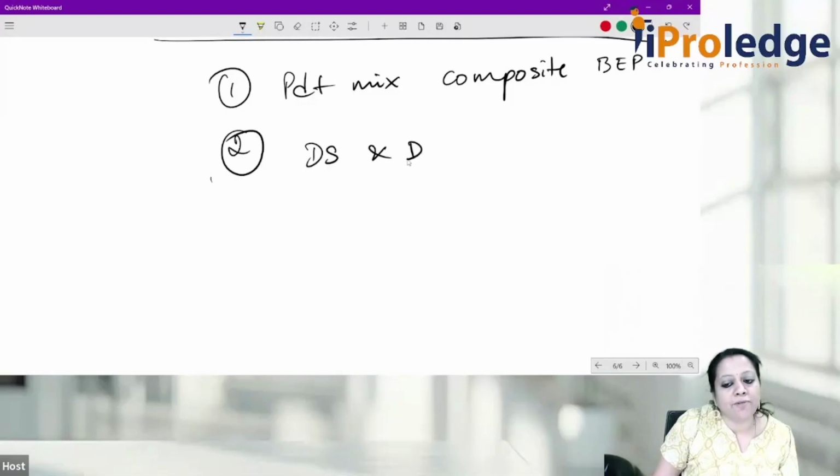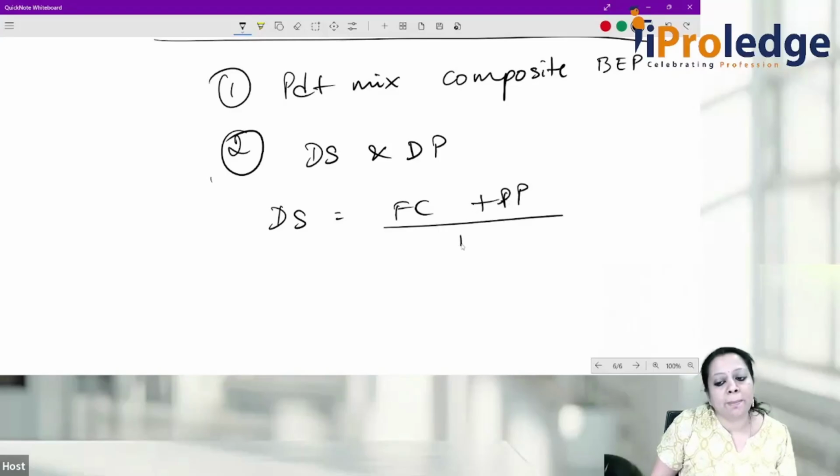Then next one is desired sales and desired profit. I hope you all remember the formula. Desired sales is equal to fixed cost plus desired profit divided by PVR or contribution per unit, based on what you want, value or units.